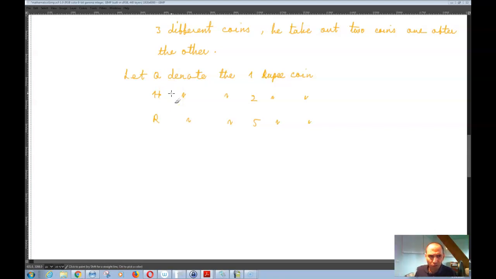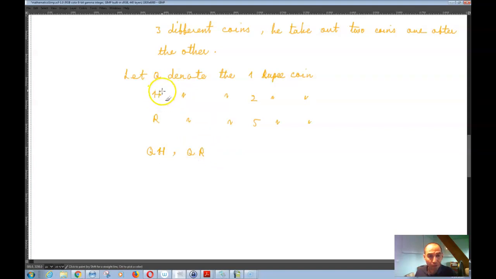So if you draw the first coin, supposing that you take the 1 rupee coin out first, after that you could draw H, or you could draw R. So the results of 2 draws may be QH or QR. The second one could be H, or the second one could be R. So it would be Q and then H, or it could be Q and then R.